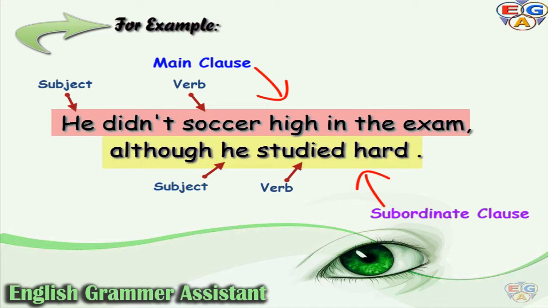He studied hard is a subordinate clause. It has a subject, he, and a verb, studied. It doesn't give a complete meaning and can't stand alone if we eliminate the main clause. It must also be preceded with a connector in order to connect it to the main clause, which is although here.